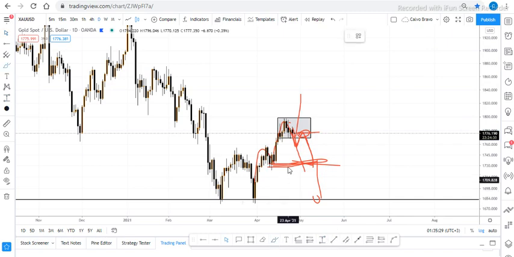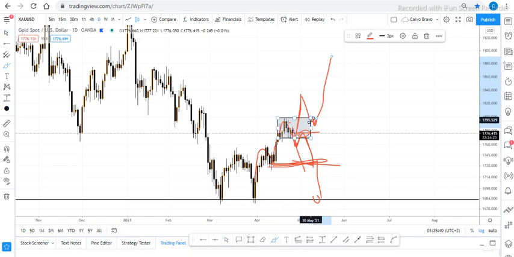Alternatively, we can wait for the price to break above this rectangle, then we can also consider taking a buy around this area of this retracement. So anything is possible. This is the market, anything can happen. You cannot predict the next move of the market 100%. That's why we always insist on risk management, because no one is sure about the next move of the market.